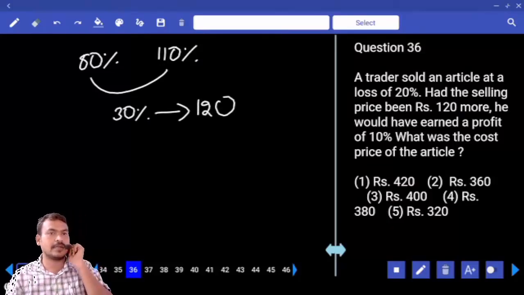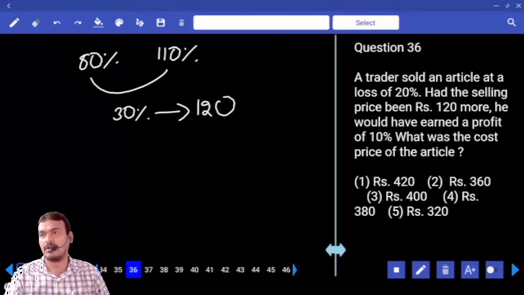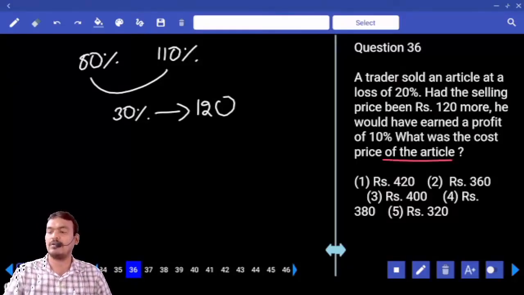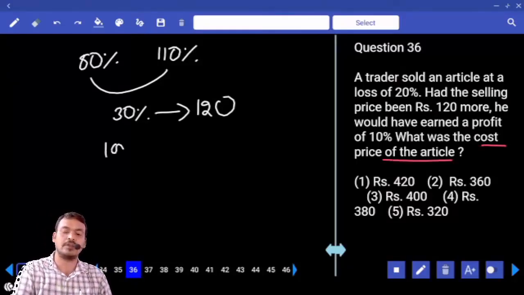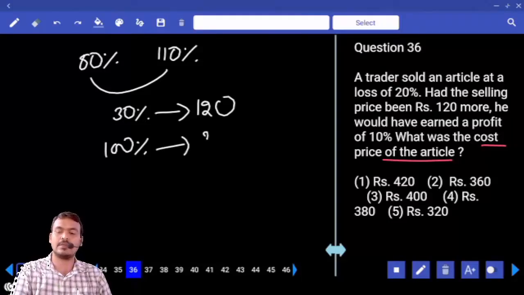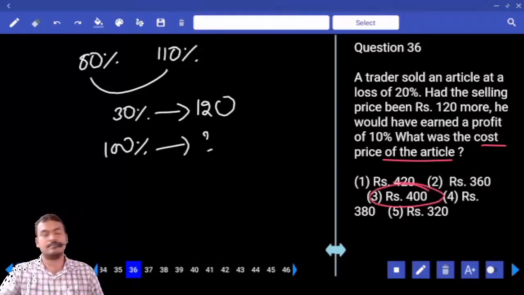Percentage wise difference is 30%, but value wise difference is 120. But which one do we require? Cost price. How much percent do we need? 100%. Then answer 400.